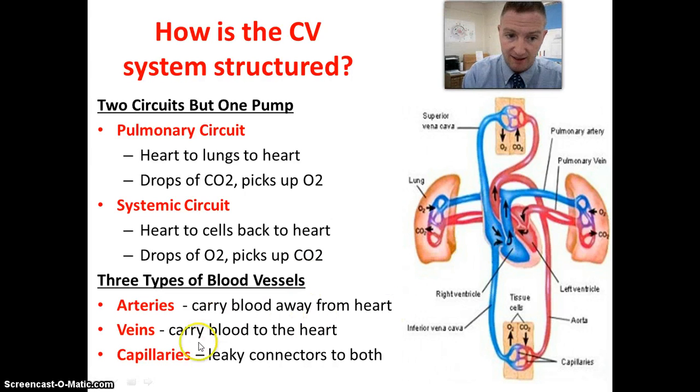And the capillaries are really, really thin, and they're leaky. They let the fluid of the blood leak out to carry that oxygen, carbon dioxide out to the cells. So the arteries and veins are sealed until you get to the capillaries. Capillaries is where exchange happens. Oxygen for carbon dioxide, nutrients for waste.